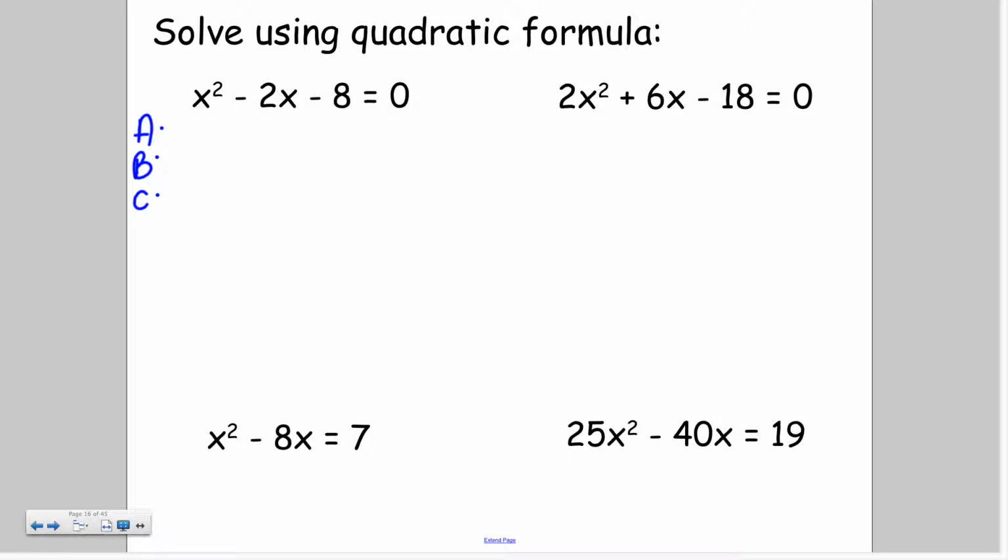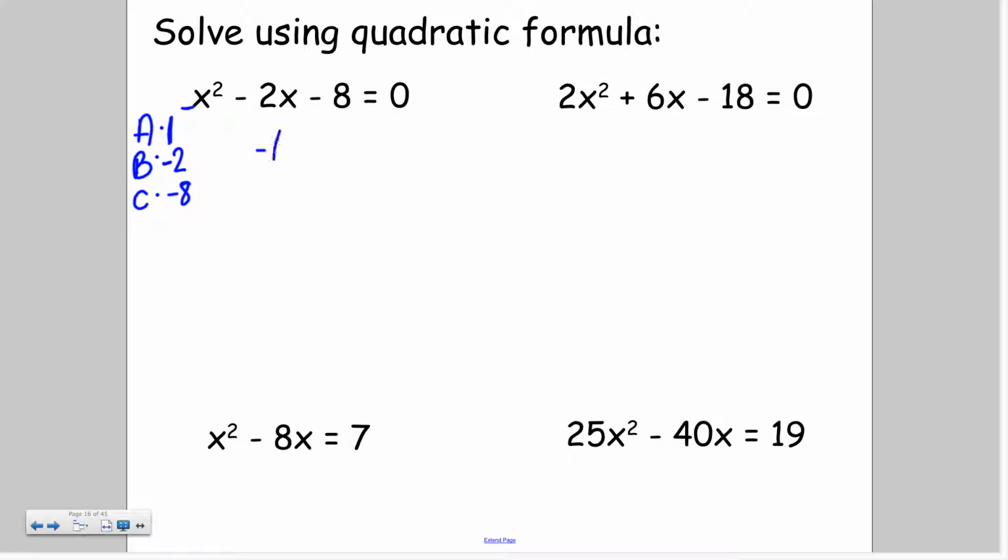All right, my A is going to be my 1. It's in front. There is a 1 there. Although you don't see anything, there is a 1. My B is -2, and my C is -8. Now I can plug it all into the formula.